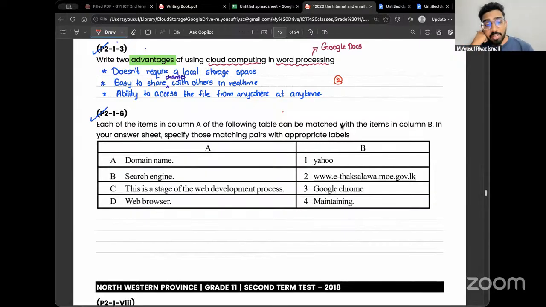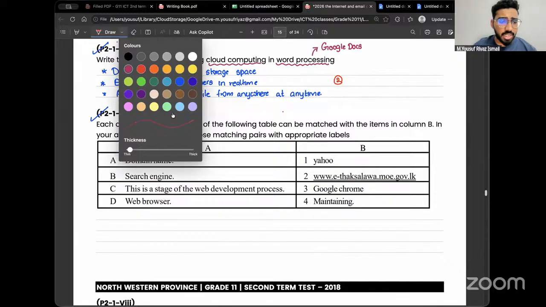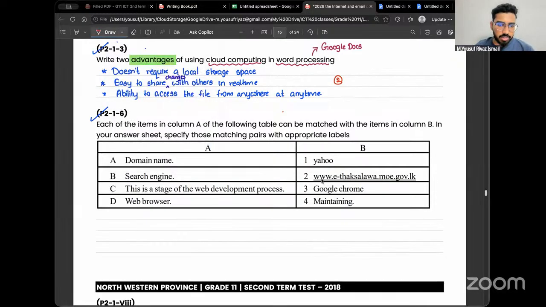Each of the items in column A of the following table can be matched with column B. It's basically matching. Out of the given answers, domain name, they have given a URL here. More than column is the domain. Mostly it has a www part as well. So yeah, this is the domain name given. Search engine, we have Yahoo here. Apart from Yahoo, there are other search engine providers as well. What is the famous search engine provider we have currently? The most popular search engine.